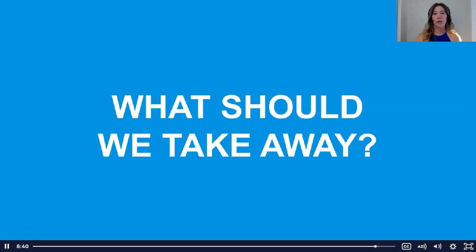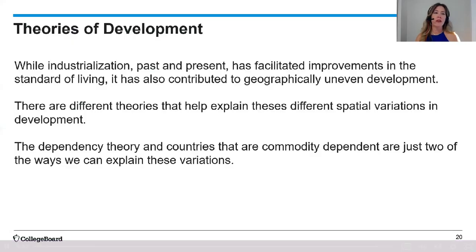So what should we take away from this? Just remember that there are many different theories that help explain spatial variations with uneven development. We've learned about Rostow and Wallerstein, and the dependency theory, and countries that are commodity dependent are just two more of the ways that we can try to help explain these variations.